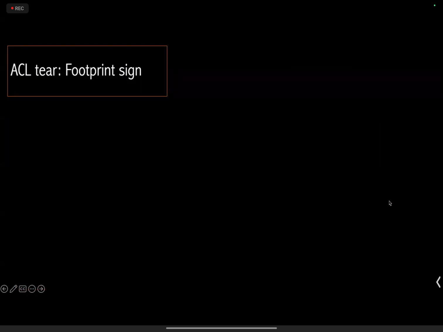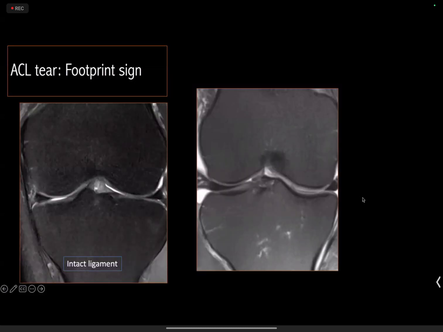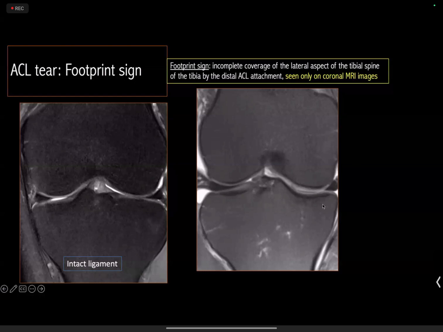The footprint sign again helps us identify the presence or absence of a tear. In a normal case, we usually see that the tibial intercondylar eminence is covered by the two bundles of the ACL. In case of a tear, that emptiness would show up, and we can appreciate it on a coronal image. When we go back and forth from anterior to posterior, we may find that whichever bundle is involved shows a defect, and that would be occupied by either a fluid signal or connective tissue which has come out there because of the trauma. So that would give the classical footprint sign, where there is an emptiness evident.